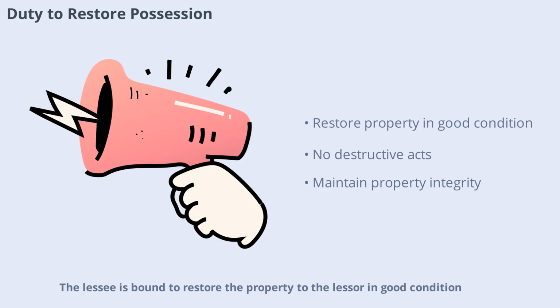Lessee is bound to restore the property to the lessor in good condition as it was at the time of the lease, subject to normal wear and tear. The lessee should not use the property for purposes other than those agreed upon, nor should they damage buildings or commit destructive acts. This duty maintains the value and integrity of the property.